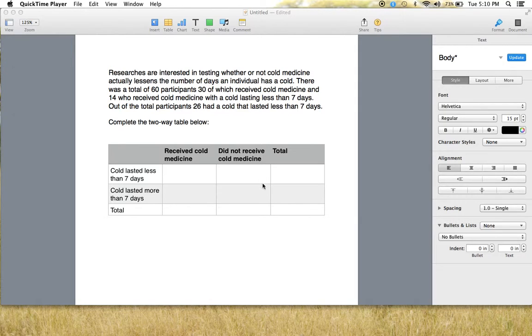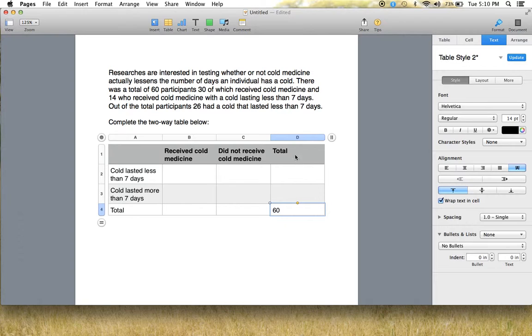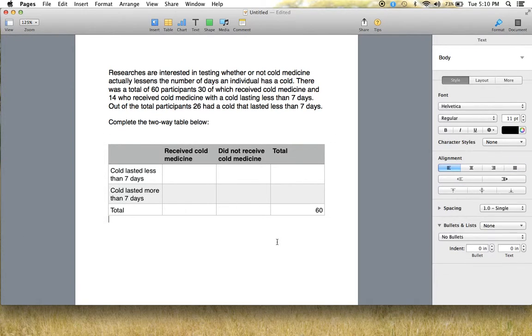So the first thing I look at, and I think that everyone should look at when they're looking at a two-way table, is the total number of participants in the study. That's kind of a big thing we need to know when we're filling in the rest of the table. So it tells us that there are a total of 60 participants, and that's going to go right down here under the total column and the total row. So as we fill in the information, we're going to see what these rows and columns should equal to based on the information we started with, and you'll see how that helps us fill in the rest of the information.